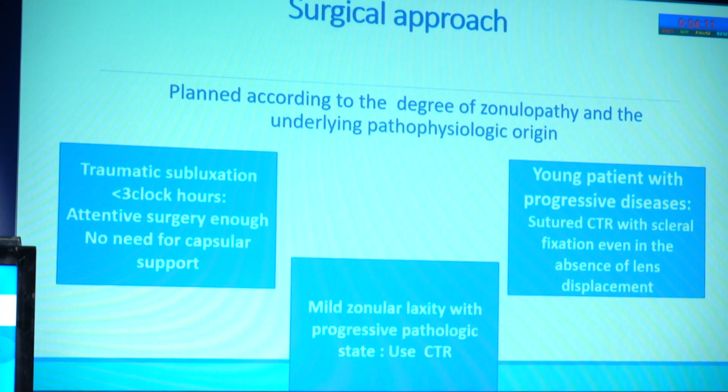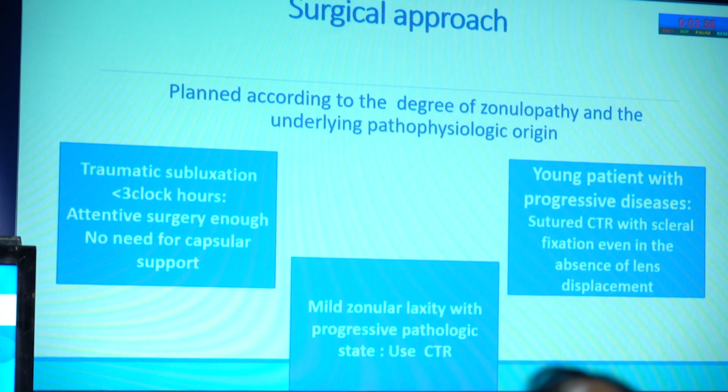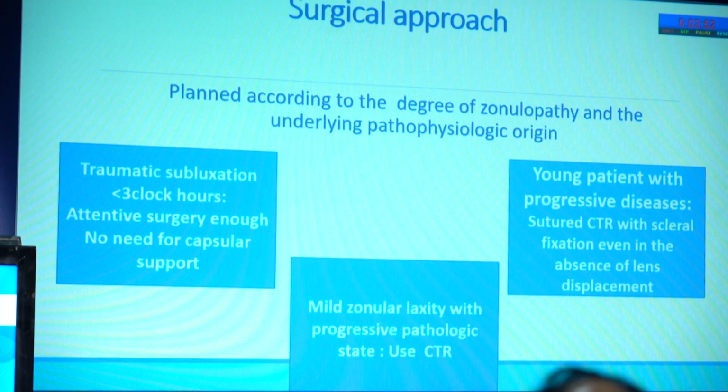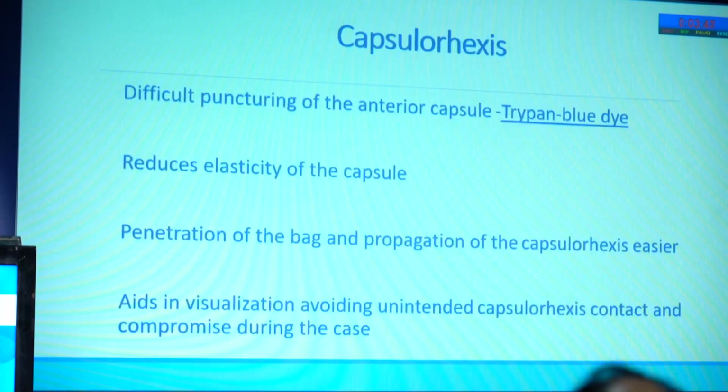So the surgical approach: if it is a traumatic subluxation of less than 3 clock hours, routine surgery is required. There is no need for any capsular support. If there is a mild zonular laxity with progressive pathological state, sometimes with uveitis going on, use a CTR. And if it's a young patient with progressive disease, use a sutured CTR with scleral fixation, even if the lens is not displaced. So capsulorhexis, how do we go about it?